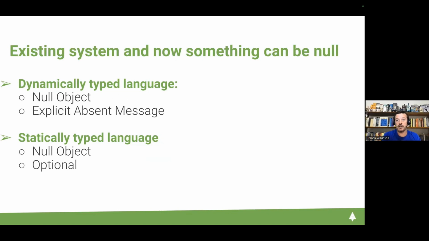If the system already exists and something that could not be null now can be null, if you're in a dynamically typed language, I suggest you use the null object. It's going to be the easiest change. Or if not, the explicit absent message. And if you're in a statically typed language, again, the best solution is to use the null object. It's going to be the solution that avoids making big changes in your system. And if not, use the optional.